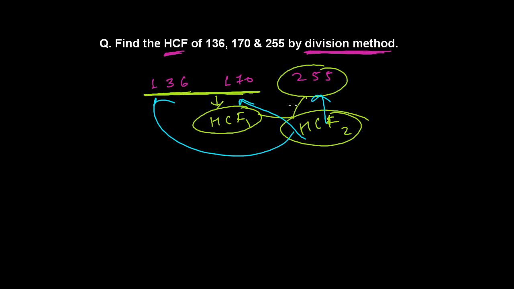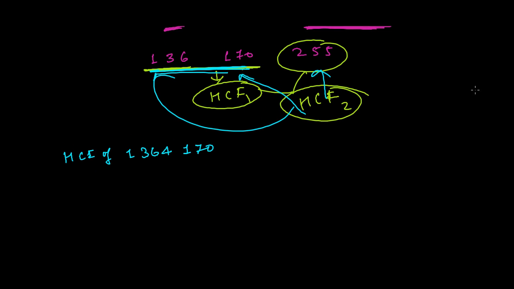First you need to find the HCF of any two numbers. It's not necessary that you take the first two or the last two. Any two numbers you first find out, and then with that HCF and the left third number, find the HCF of those two numbers. Then the final HCF will be the HCF of all the given numbers. So here first I will find the HCF of 136 and 170. I told you, take the smallest numbers because it's easier to divide. So I'm going to find the HCF of 136 and 170 by division method.